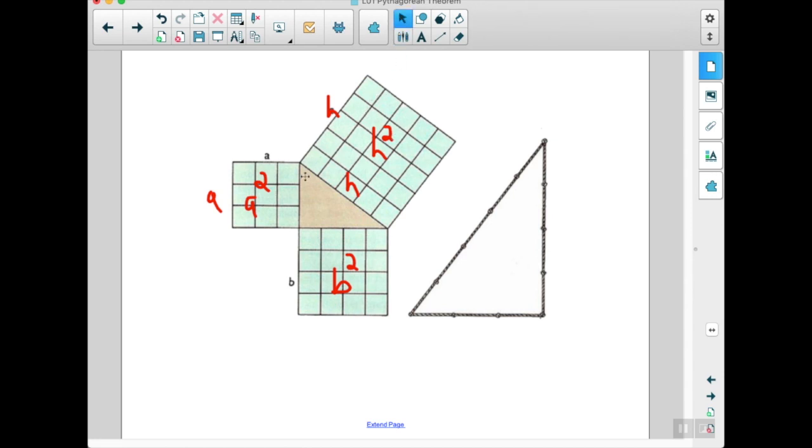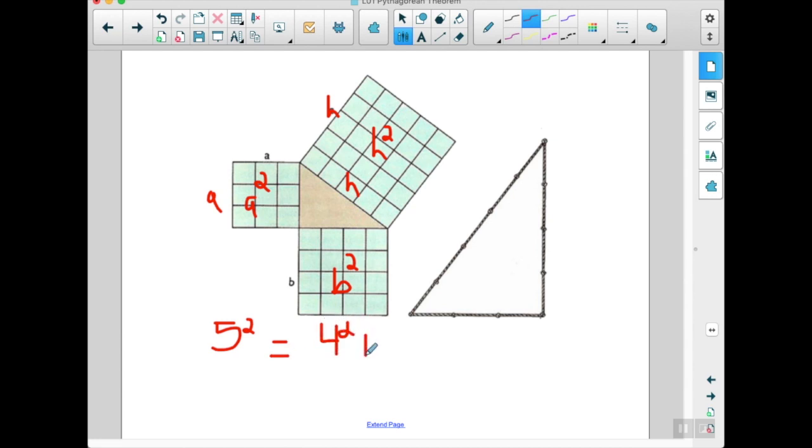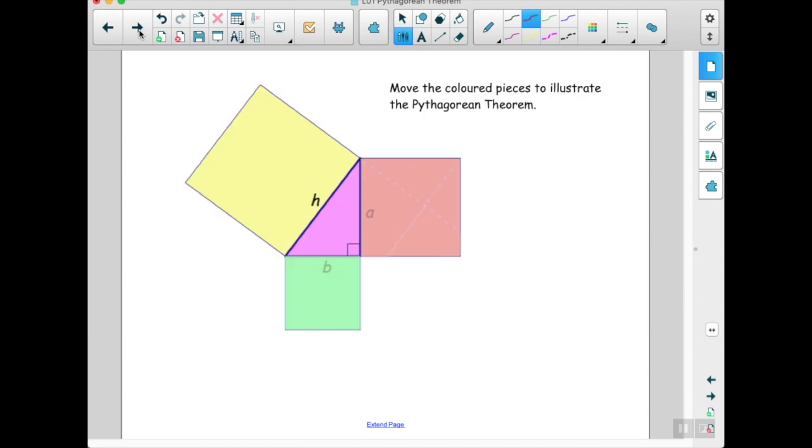Back, and notice the area of this is 5 by 5, so there are 25 little squares here. The area of this is 4 by 4. There are 16 little squares here. The area of this is 3 by 3, and so there are 9 little squares there. And what that is showing us is that 5 squared is definitely equal to 4 squared plus 3 squared. 16 plus 9 is 25, and 5 squared is 25. So that's sort of an illustration. Moving on to the next slide.